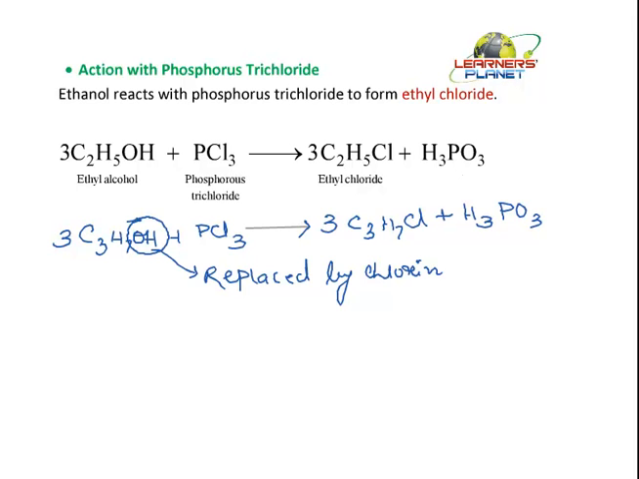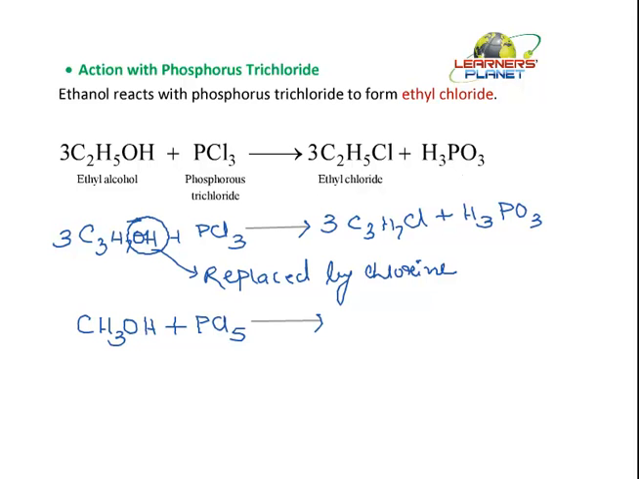If I take for example PCl5 in place of PCl3, what would be my product? Now I'll take the example of the simplest alcohol, that is CH3OH. If I am treating this with PCl5, okay, what is PCl5? PCl5 is phosphorus pentachloride.